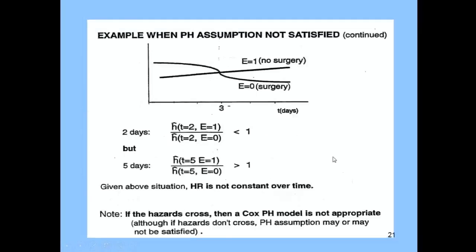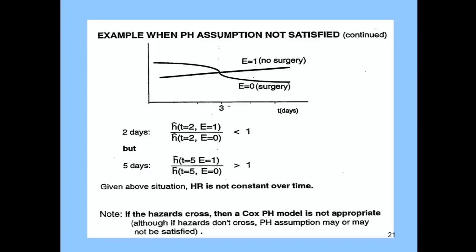Now, just to give you an example, here's a picture of what this says. Look at this picture. What have I done? I've hypothesized more or less what the hazard functions look like, without having any specific data. E equal to 1 stands for the no surgery patient, and E equal to 0 stands for the surgery patient. And what do you notice about the hazard? Well, you notice they cross.